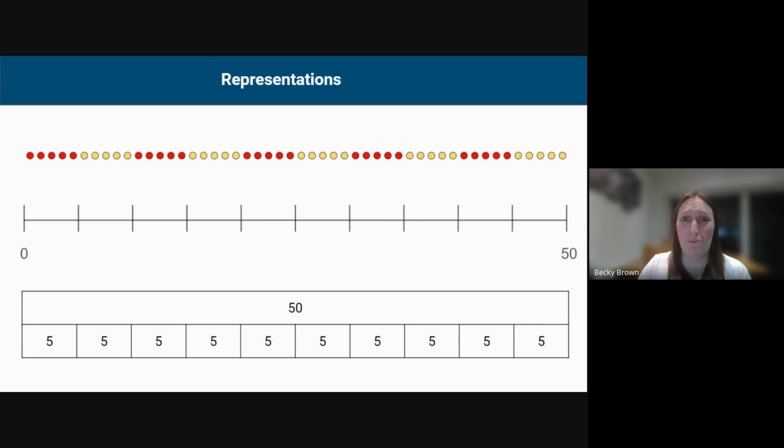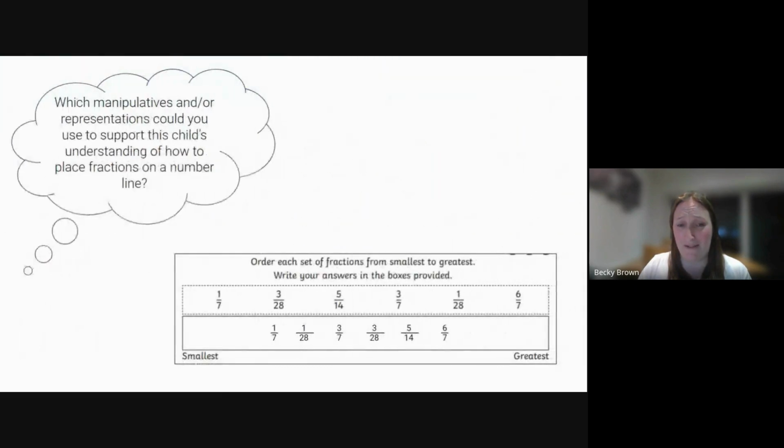So that was a whistle-stop tour of manipulatives. There's lots of them, but just to finish off, I just wanted to share with you, really, just so you don't have to listen to me for a couple of minutes, a snip of an example of a piece of work. So we are talking, I think it's year 4, and they're ordering fractions from smallest to greatest. The top row is the sheet. The bottom row is the answer they've given.